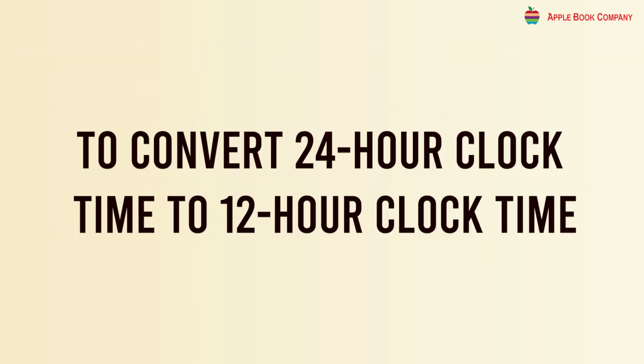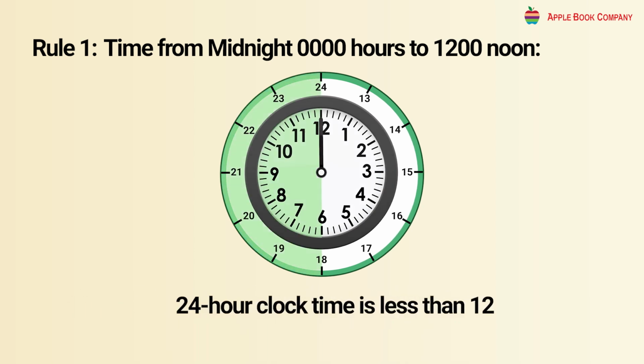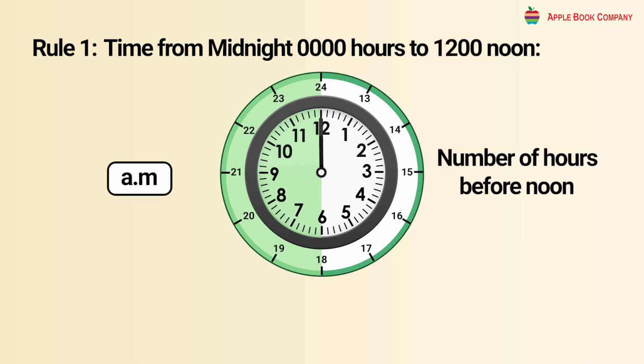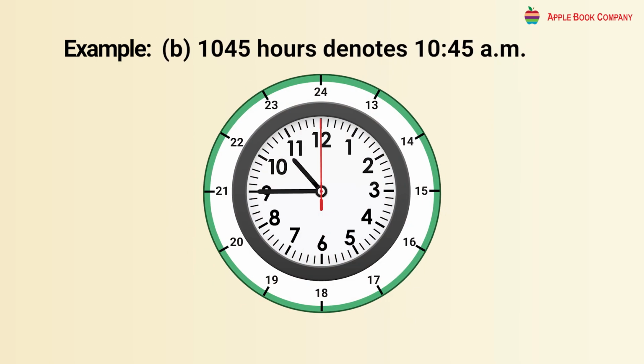To convert 24-hour clock time to 12-hour clock time, Rule 1. Time from midnight 0000 hours to 1200 noon. If the number formed by the first two digits from the left of a 24-hour clock time is less than 12, then it denotes the number of hours before noon, and so AM is to be used with it. Example: A) 0715 hours denotes 7:15 AM. B) 1045 hours denotes 10:45 AM.